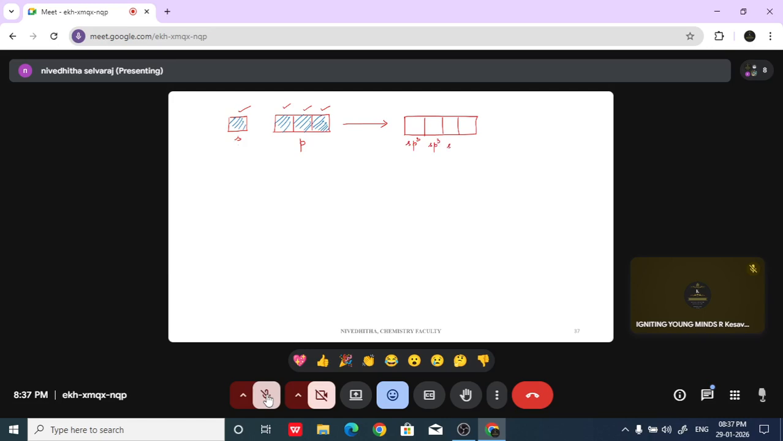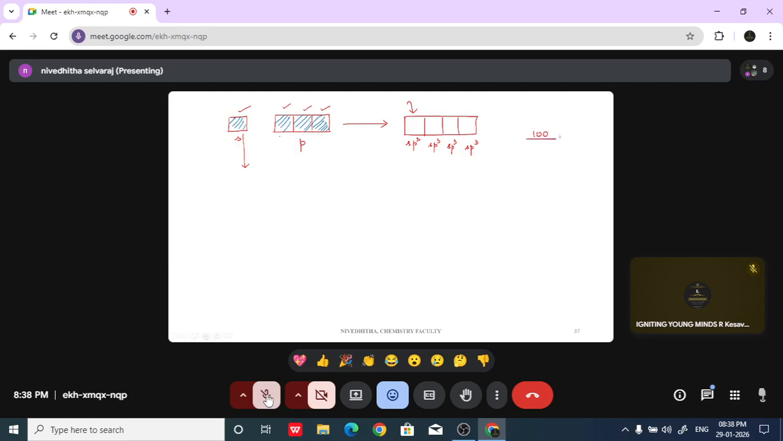sp3. Initially, before hybridization, this orbital will have 100% s character and all these orbitals will have 100% p character. But each orbital in this hybridized system will have the character of both s and p. So now we have to understand how much percentage of s character and p character there is.